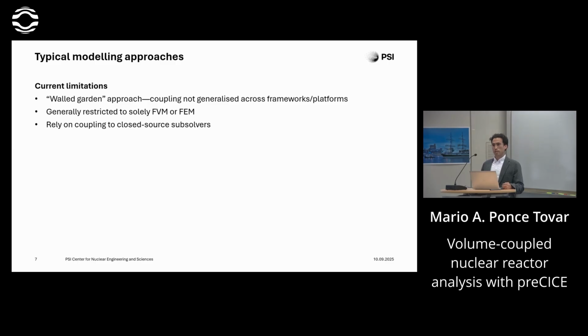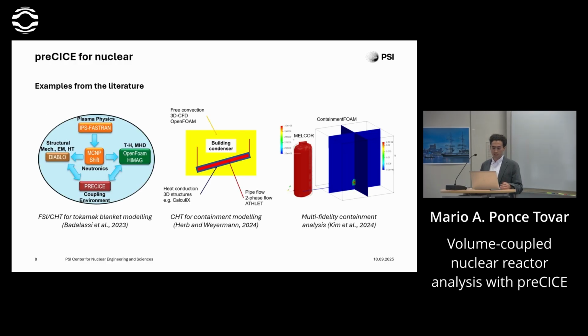And also, it allows people to develop closed source solvers, since they know that they can rely on the framework to allow you to do the coupling. But actually, we want to move away from closed source as well. So I started to investigate how we can use preCICE to alleviate some of these issues.